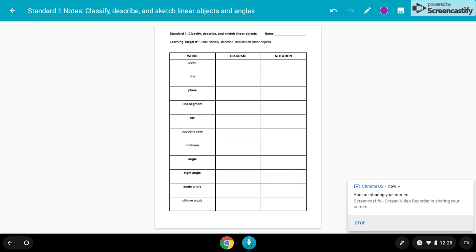Standard 1, classify, describe, and sketch linear objects. Learning target number 1, I can classify, describe, and sketch linear objects. We're going to talk about all of these words in this list.